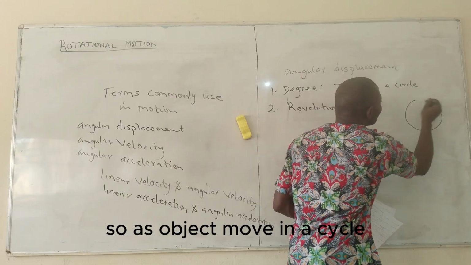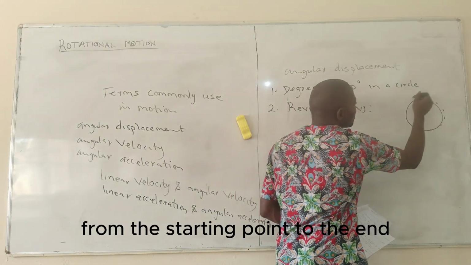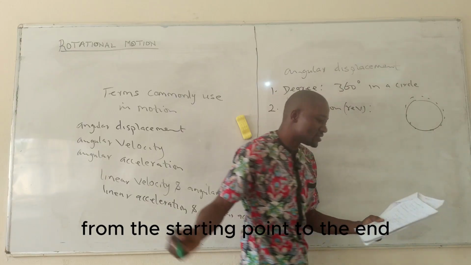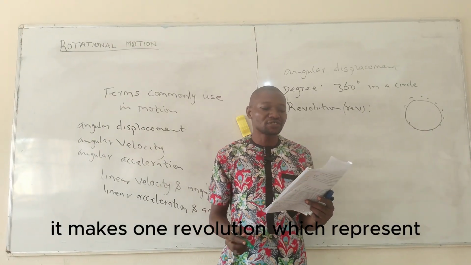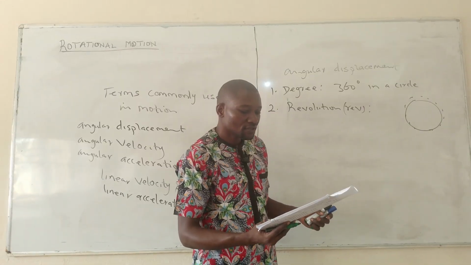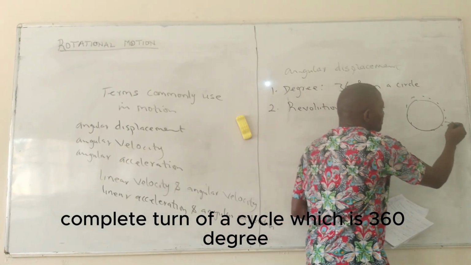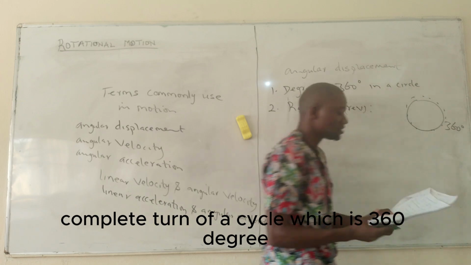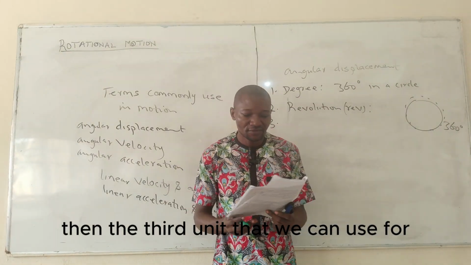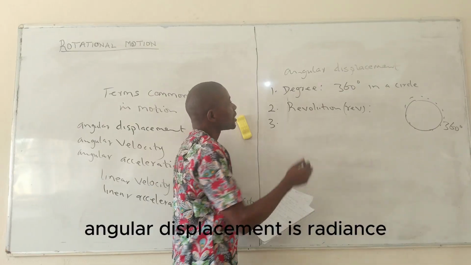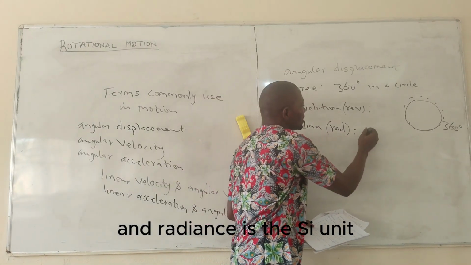So as an object moves in a cycle from the starting point to the end, it makes one revolution, which represents a complete turn of a cycle, which is 360 degrees. Then the third unit that we can use for angular displacement is radians, and the radian is the SI unit for angular displacement.